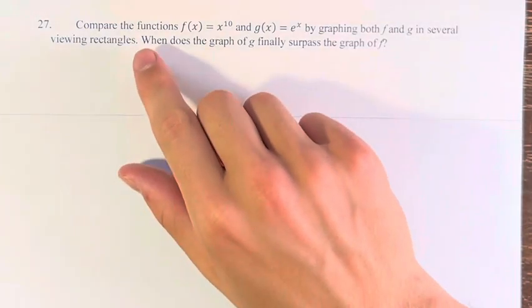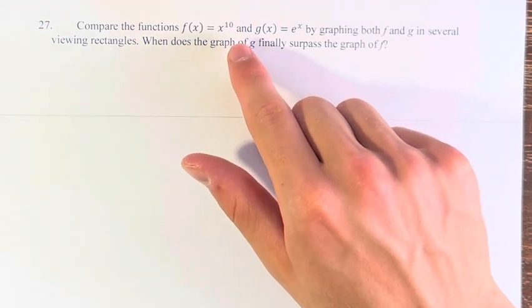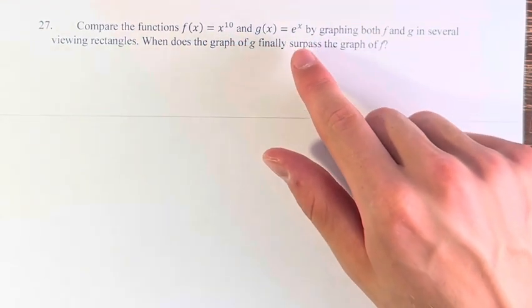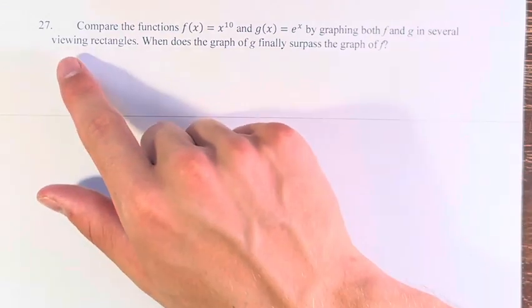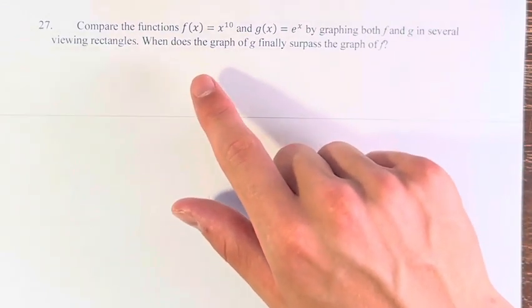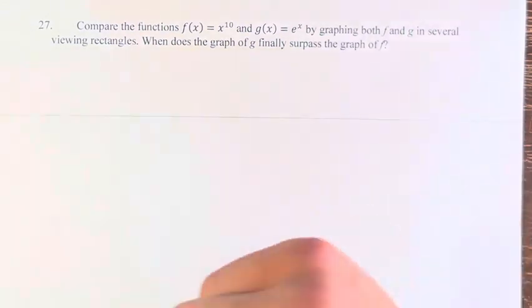In this problem, we're asked to compare the functions f of x is equal to x to the 10th and g of x is equal to e to the x by graphing both f and g in several viewing rectangles. We're asked, when does the graph of g finally surpass the graph of f?